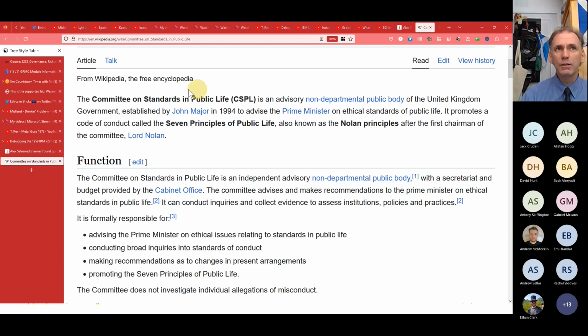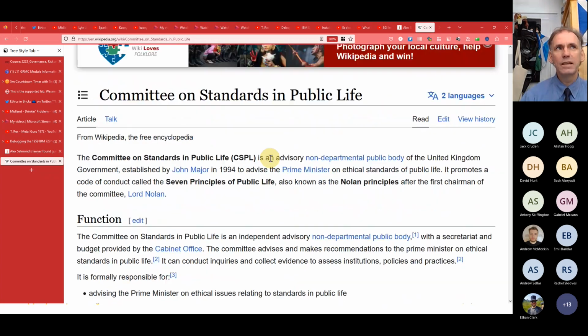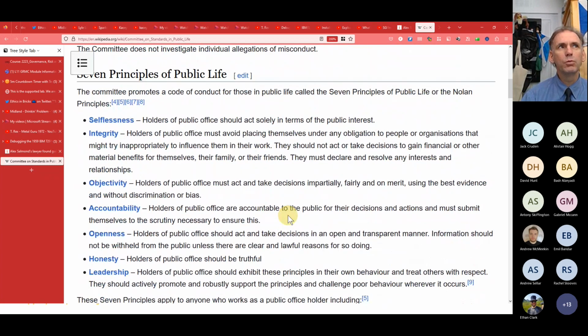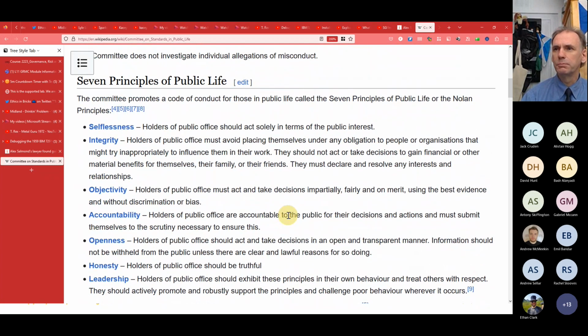So there was a reason for this, which is that standards in public life had fallen, and anyone of a certain age will remember all of the scandals that there were in Westminster in the late 80s, early 90s. And the idea with the Nolan Commission was to come in and say, okay, well, what should the principles be if you're involved in public life?